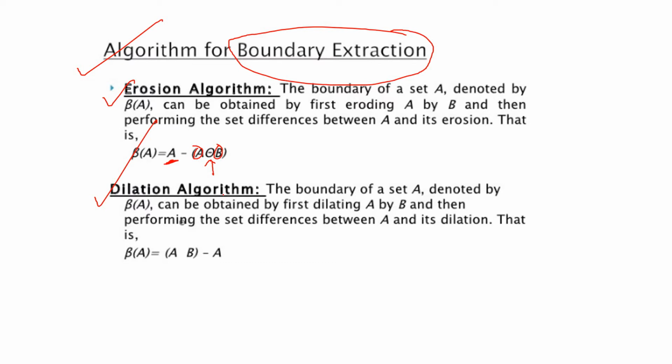And in case of the dilation technique, there is overall expansion of our original object. Suppose B is our structuring element, we perform dilation in A, our original binary image, using the structuring element B. The dilation result is A dilate with B. This is the dilation symbol, and then we subtract our original image from the dilation output. As a result we get the boundary part, right?